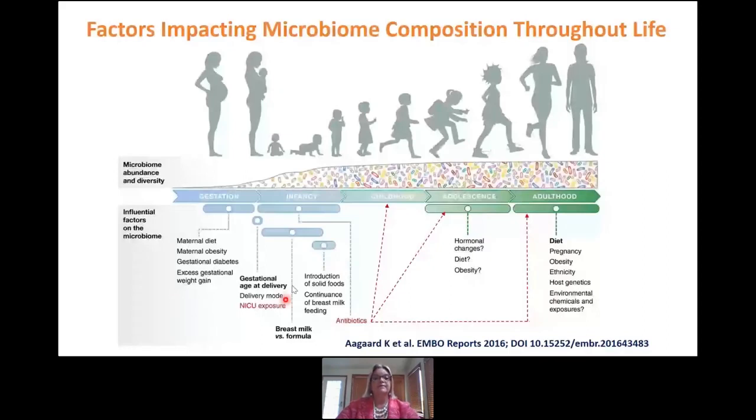Then at birth, the age at which the infants are delivered, how they're delivered, and whether they were preterm and in the NICU can all impact the microbiota. Here in bold, whether that infant is breastfed or formula fed, introduction of solids, et cetera. And it's kind of important to note this big white space here. This is a real gap in the literature.